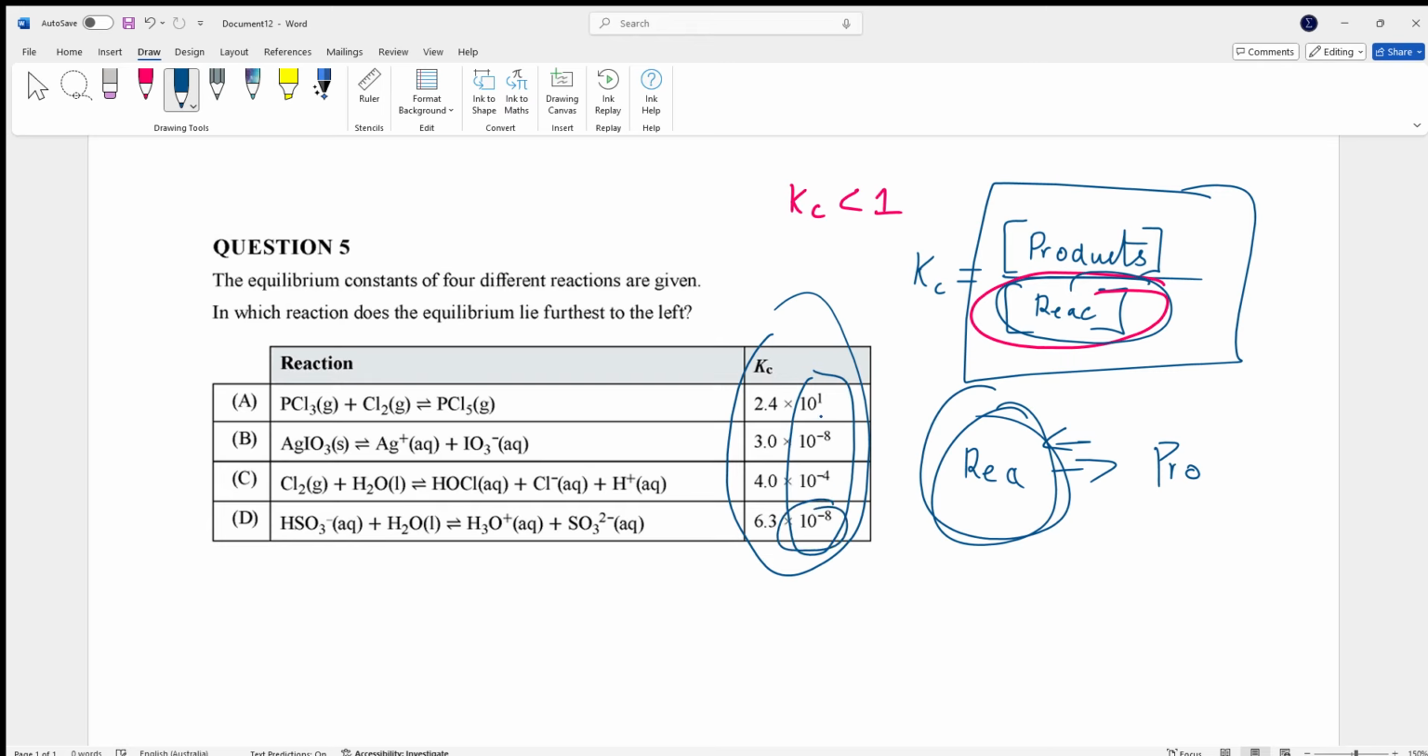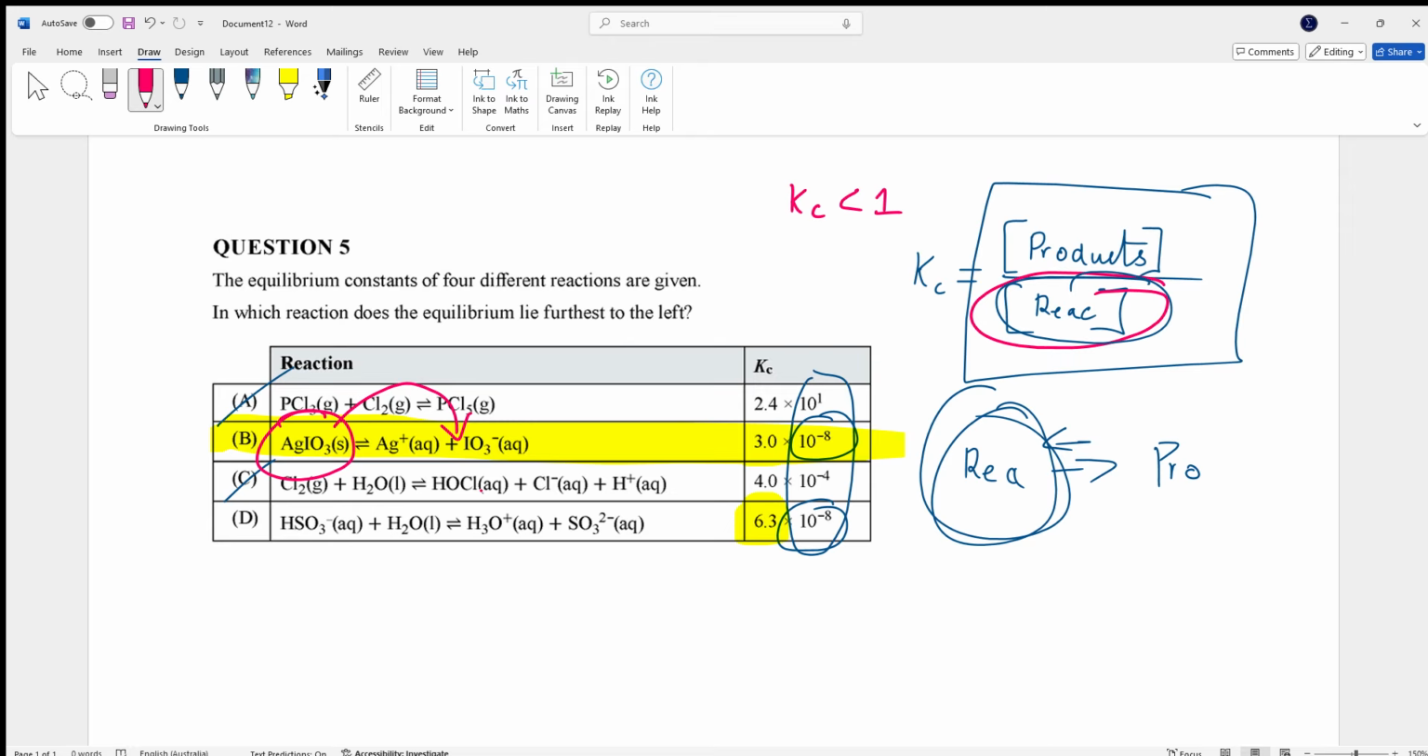So here we have B and D. We're not even going to look at C or A now because they have 10 to the 1, and this one is 10 to the negative 4. Okay, so it's between B or D. Now we look at the coefficients. We think to ourselves, which number is smaller, 3 or 6.3? 3 is smaller than 6.3. So this will be the smallest Kc value, which means in this reaction, there are significantly more reactants than there are products. That's what this question is asking us.